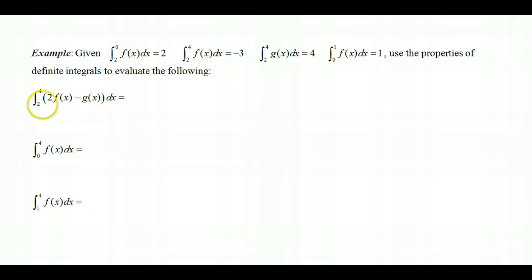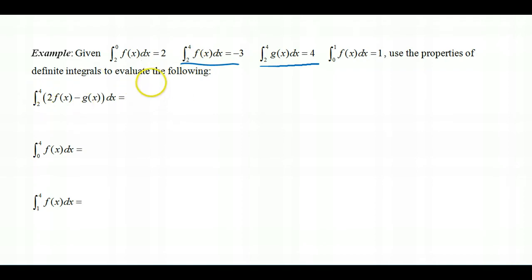So here, the integral from 2 to 4 of 2f of x minus g of x. What I want to do is use the difference rule and the constant multiple rule to break this up into separate integrals where I can use the two middle pieces of information I have here, because these two middle integrals have the right limits of integration that I'm looking for, between 2 and 4.